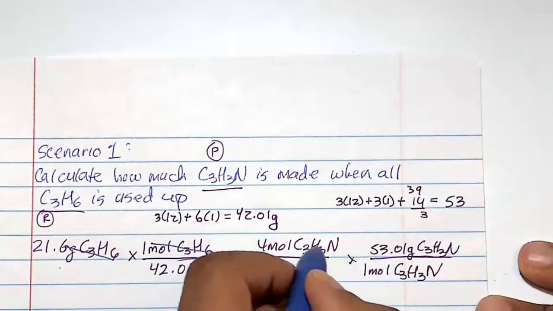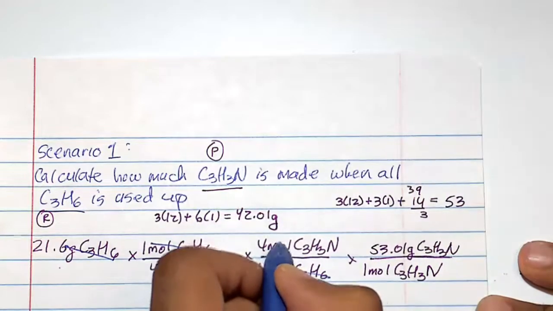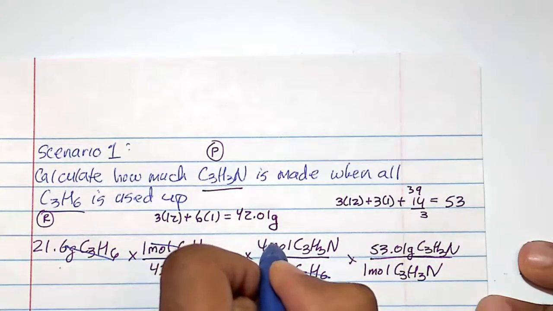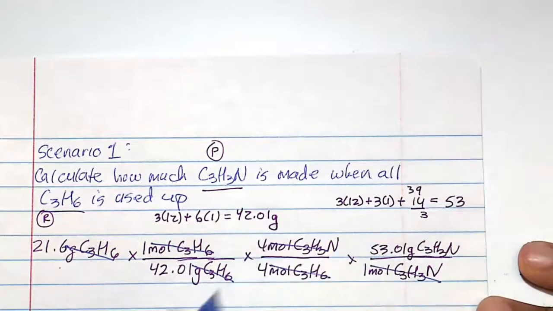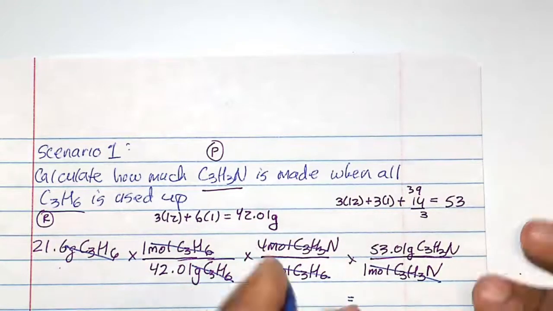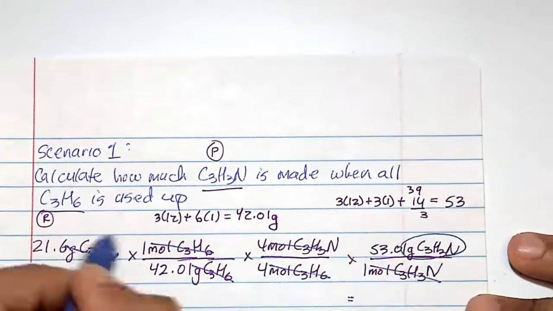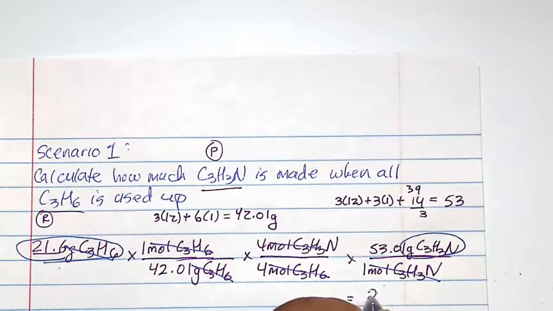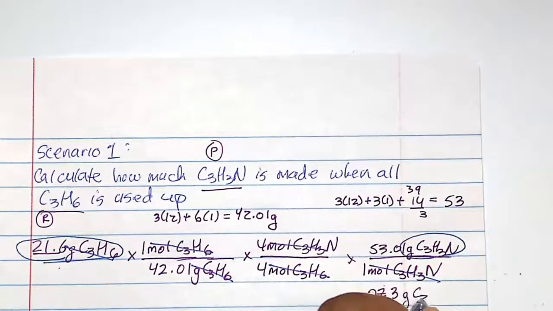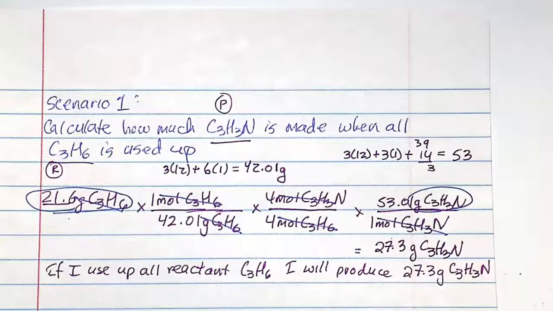And I could stop right here to get the moles of C3H3N, but like I said before, I'm going to go with grams. So the moles of C3H3N, this acrylonitrile, cancel out with the moles of C3H3N. And ultimately, I will get the grams of C3H3N from my starting material of C3H6. 3 sig figs, 27.3 grams of C3H3N. This means if I use up all of the reactant C3H6 propylene gas, I will produce 27.3 grams of this acrylonitrile substance, this solid.